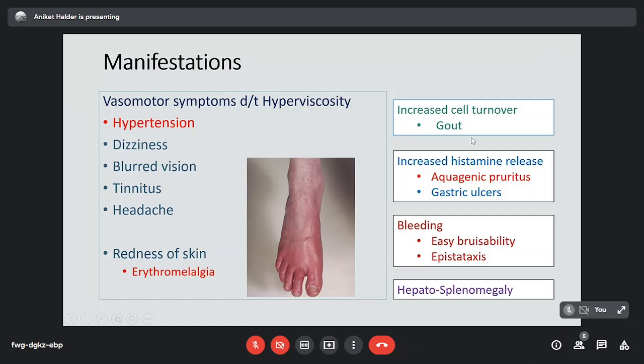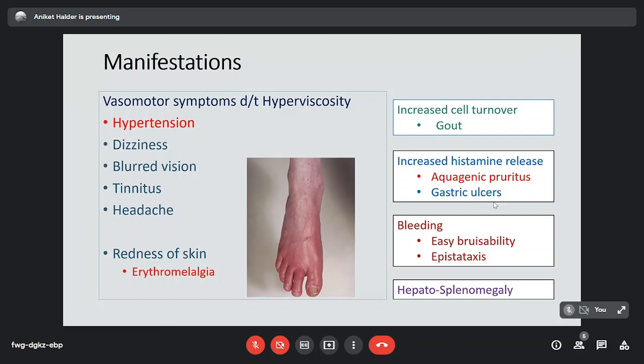There can be increased cell turnover because, as there is increased production of red cells, there will be increased cell turnover causing gout. There will also be increased histamine release. It is postulated that in polycythemia vera there is an increase in basophil count, which causes increased release of histamine, causing different manifestations. One is gastric ulcers, due to this increased histamine acting on the gastric parietal cells, causing increased acid secretion and hence gastric ulcers.